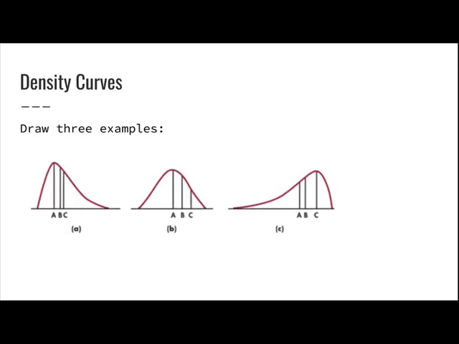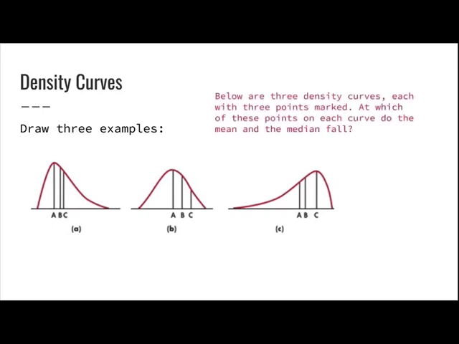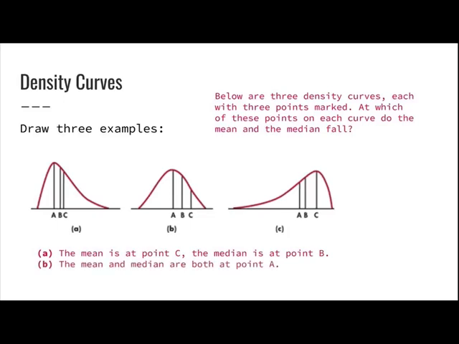These are 3 different density curves. Below we have our 3 different density curves, each with 3 points marked. At which of these points on each curve do the mean and the median fall? Take a second and see if you can figure it out, and then I'll give you the answers. So for A, the mean is at point C, and the median is at point B. For B, the mean and median are both at point A. The mean is at point A, and the median is at point B for graph C.